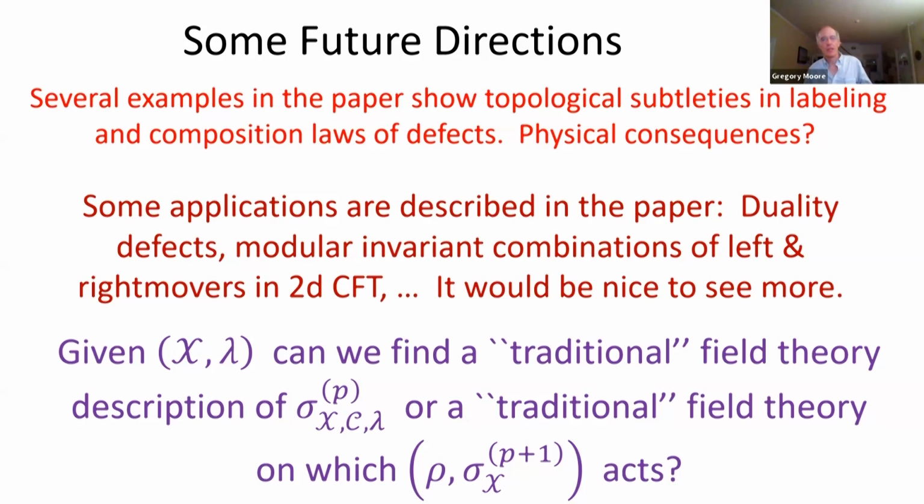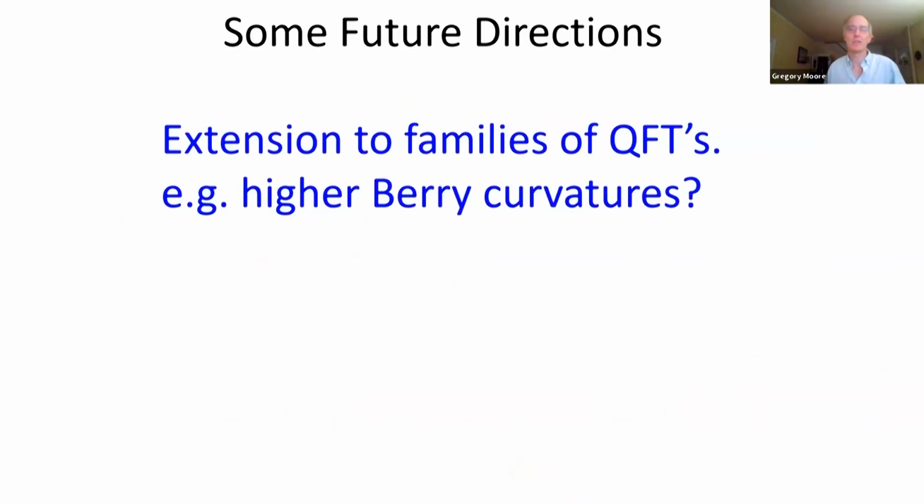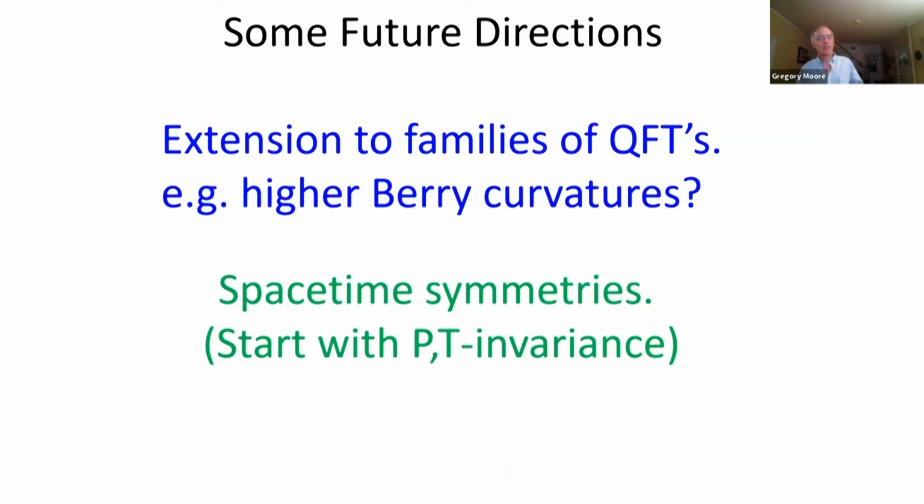So for example, Dumitrescu, Intriligator, and Córdova went to some trouble to give examples of traditional field theories on which a 2-group acts. It would be nice to look at families of quantum field theories and maybe say something about higher Berry curvatures. And so far, all the symmetries we've been talking about really are internal symmetries. So it'd be nice to include how to include space-time symmetries in this framework. And I think we should start with parity and time reversal symmetries, because those are discrete symmetries, discrete space-time symmetries.